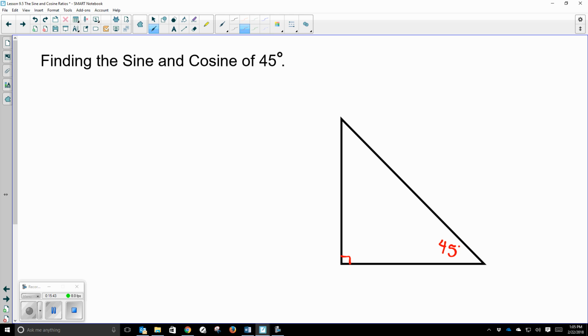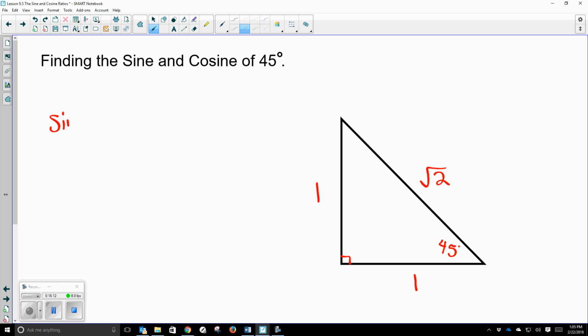So the rule for a 45, 45, 90 is x, x, x radical 2, right? Well, let's put any number we want to for the leg. Let's choose 1. It's the easiest number, right? We can't use 0 because the length of a leg cannot be 0. So let's choose 1. That means this one is 1, and what is the length of the hypotenuse? 1 times the square root of 2, which is the square root of 2.